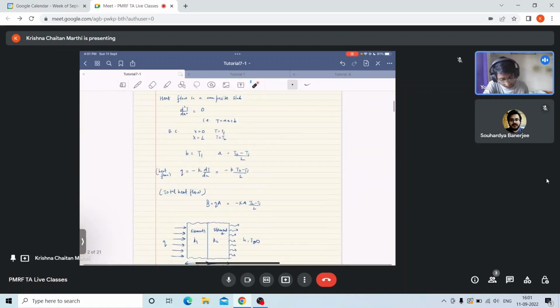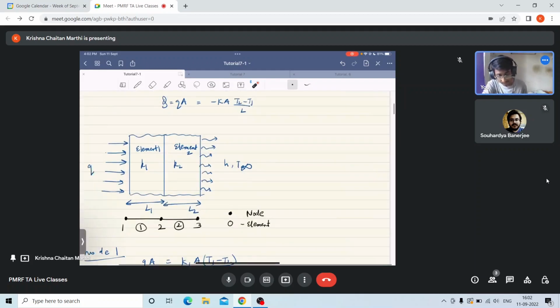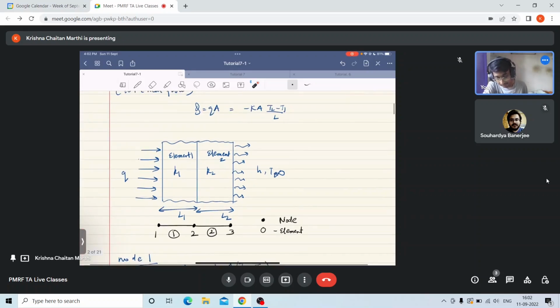Let us consider a discrete system. Let us consider two slabs, slab 1 and slab 2. Slab 1 has a conductivity K1 and slab 2 has a conductivity K2. Let the left hand side boundary condition be given by a constant heat flux q, and at the right hand side we have a convective heat boundary condition, that is h comma T infinity.